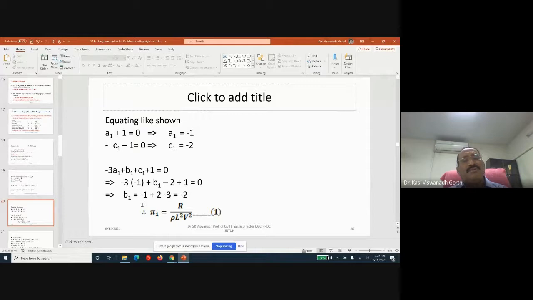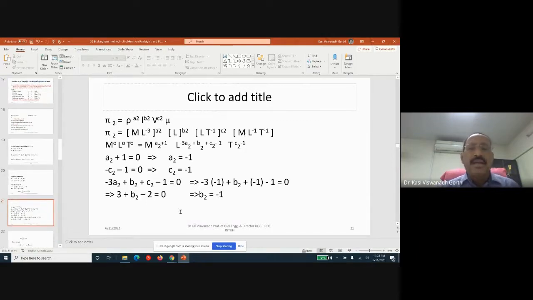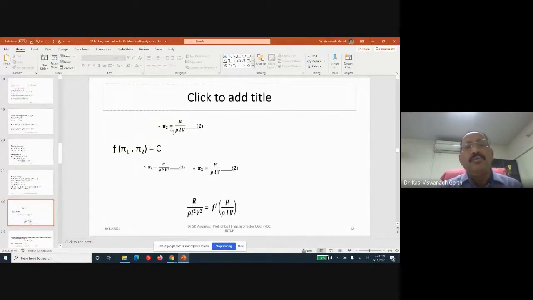Solve for A1, B1, C1 from these three equations, three unknowns. Number of unknowns is equal to the number of equations. Unique solution is obtained. Pi 1 would be equal to R by rho L square V square. Similarly, take pi 2 and you get the value of pi 2 being equal to mu by rho L V.